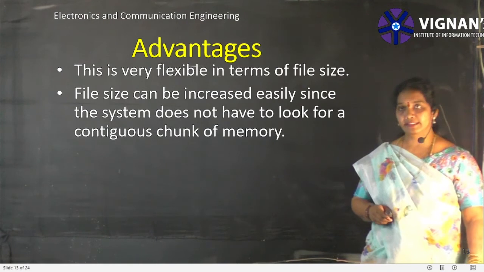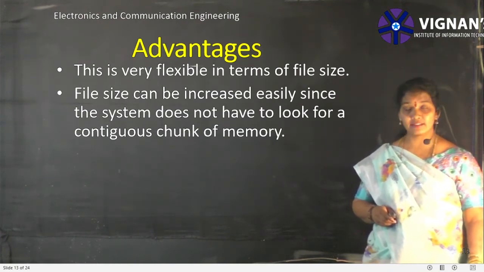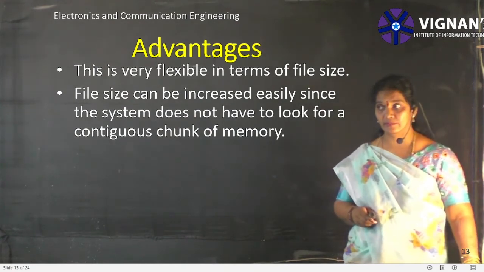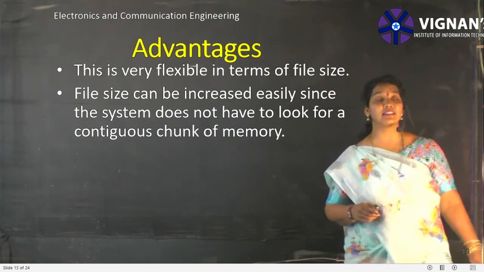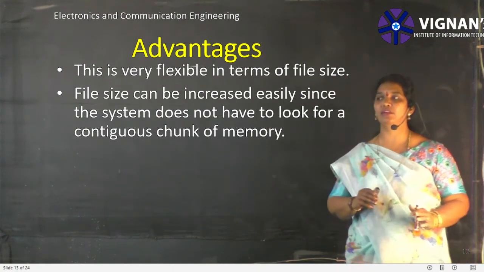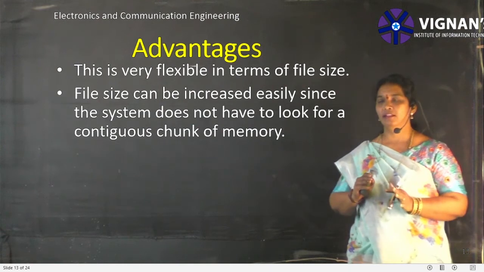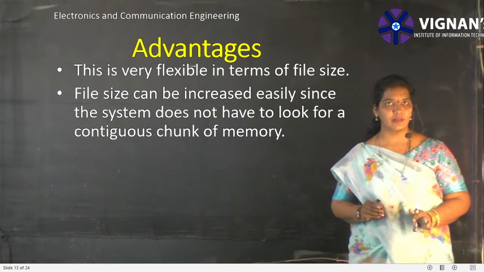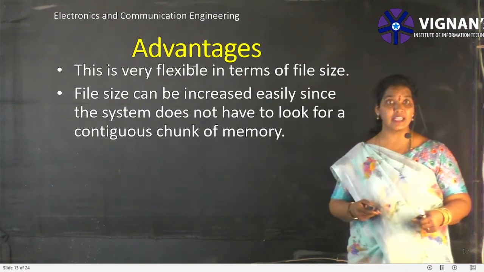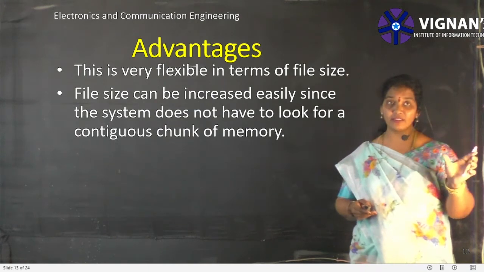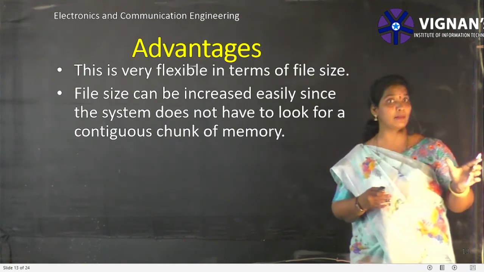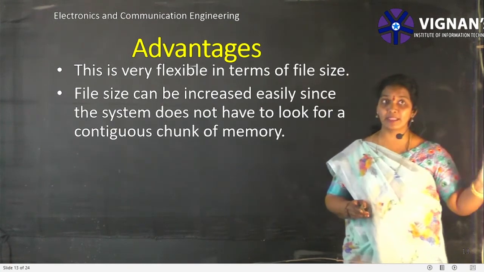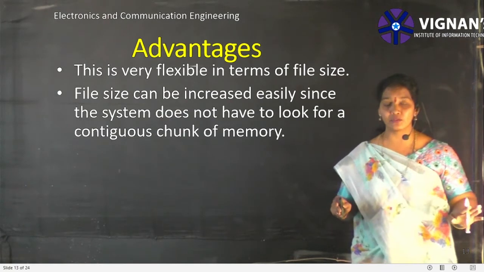Now coming to advantages. Advantages are, this is very flexible in terms of file size. File size can be increased easily since the system does not have to look for a continuous chunk of memory as in contiguous allocation. In the previous case, we had only 6 contiguous locations, but my file needs 8 locations, so it cannot be stored there. Even though it has spaces at various locations, it cannot be stored.